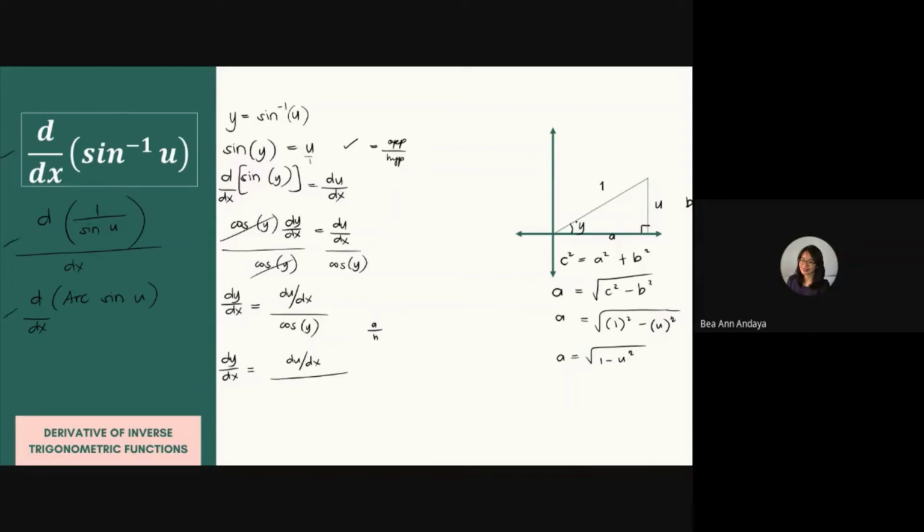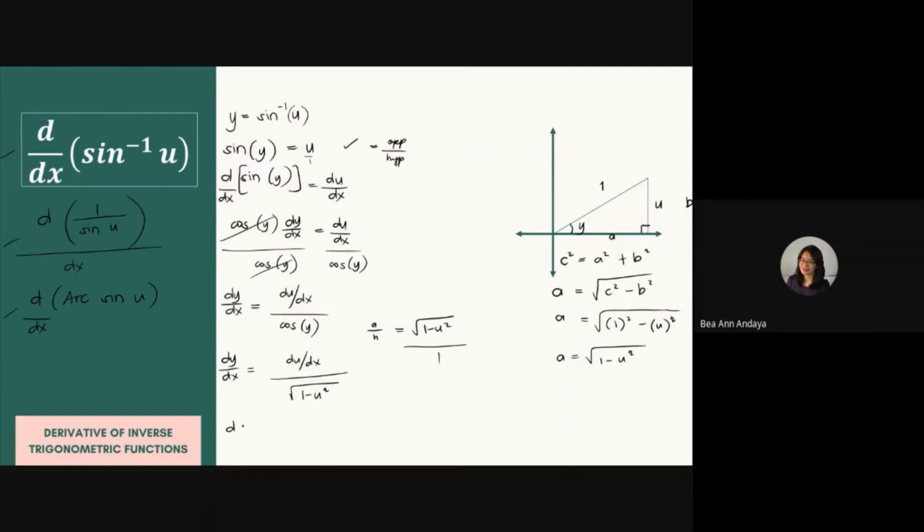So if this is your y and this is the adjacent side, you get this square root of 1 minus u squared. And then its hypotenuse is 1, so basically, ang cosine y natin ay equivalent sa square root of 1 minus u squared divided by 1. And we can write it here as the square root of 1 minus u squared. And that's it. That if you have to derive the y, ano yung y natin dito? Yung inverse sine of u.